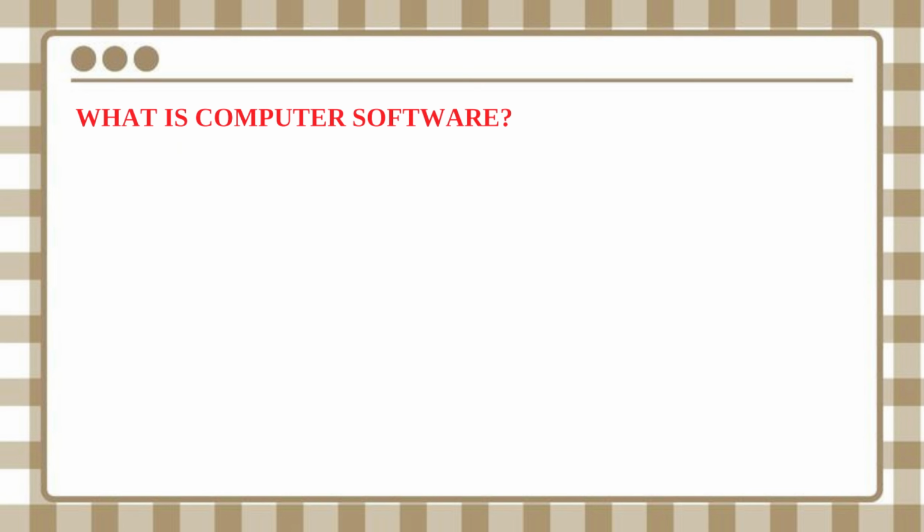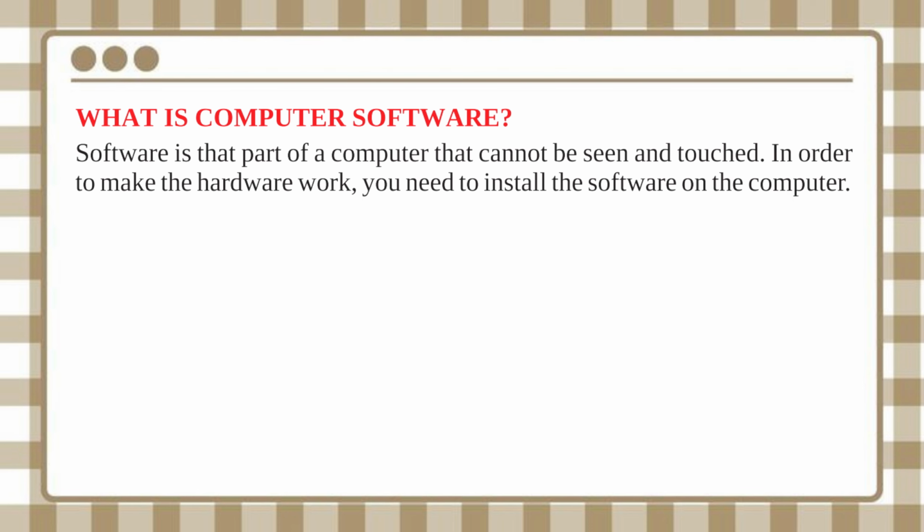What is computer software? Software is that part of a computer that cannot be seen and touched. In order to make the hardware work, you need to install the software on the computer.